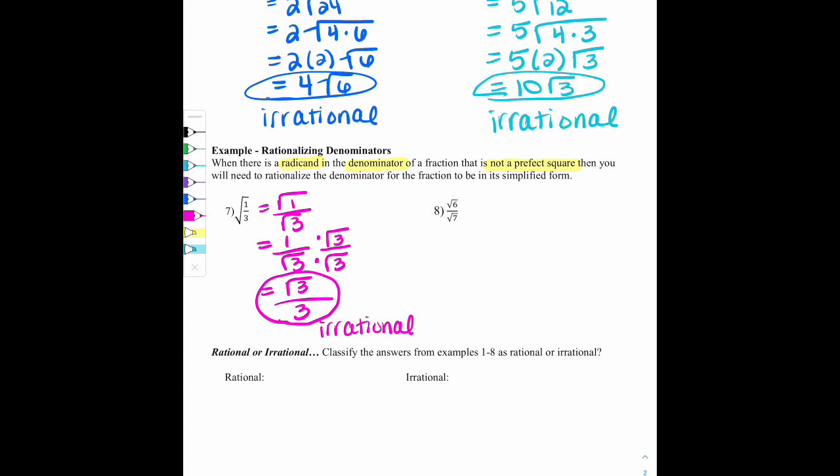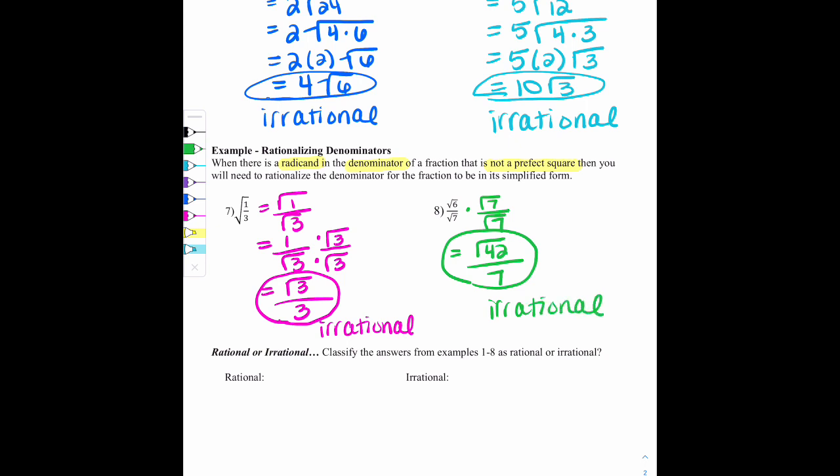Okay? In number 8, we have the square root of 6 over the square root of 7. So we are going to rationalize the denominator by multiplying by the denominator, which is square root of 7, over square root of 7. So this now means I have the square root of 6 times the square root of 7, which is the square root of 42, over the square root of 7 times the square root of 7, which is just 7. Now, if I could simplify, I should, but there is no way to break down the square root of 42 into a perfect square factor times another number. So that is my answer. And again, we have an irrational number.